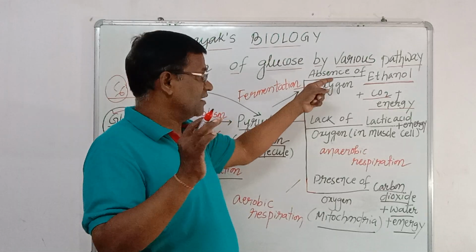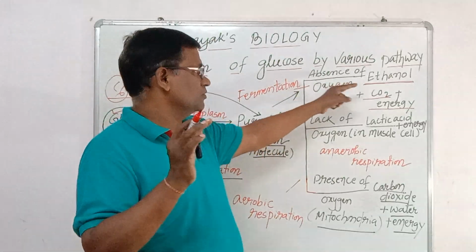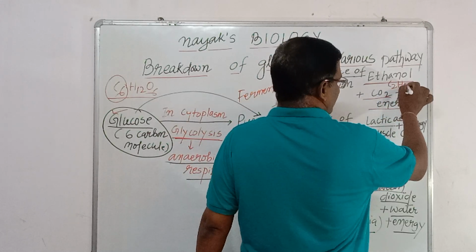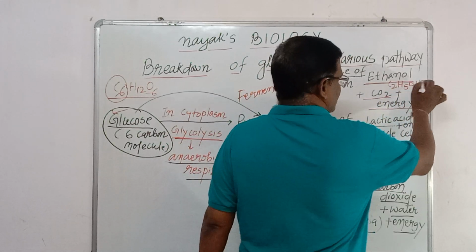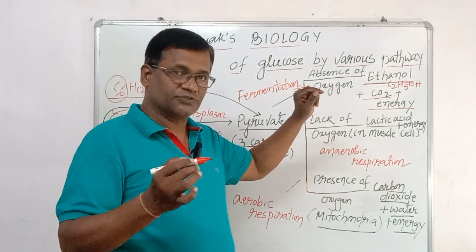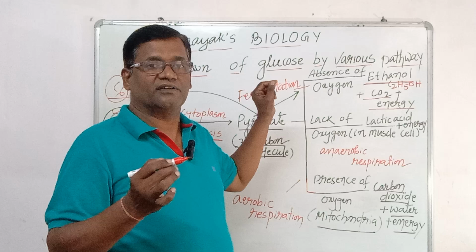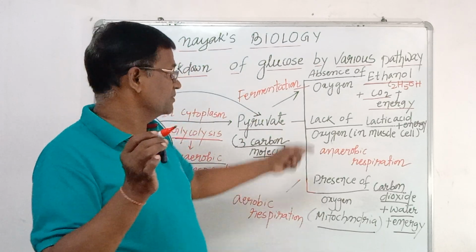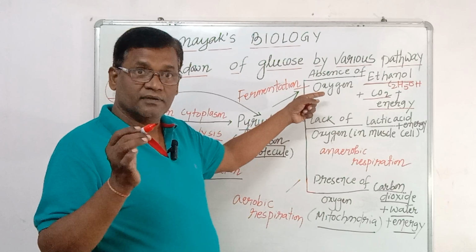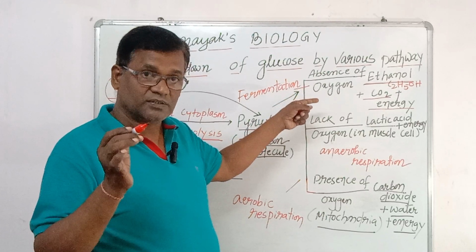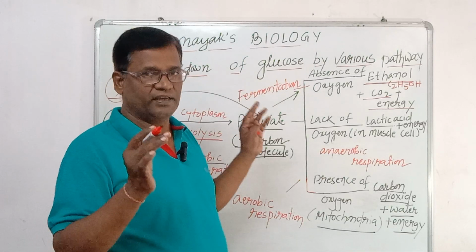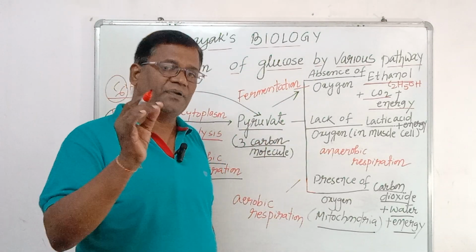First you see, in the absence of oxygen, the yeast will produce ethanol. The formula for ethanol is C2H5OH. After that, carbon dioxide will form and energy will be produced. It is fermentation, which is anaerobic respiration, because it does not occur in the presence of oxygen. Because it does not occur in the presence of oxygen, it is called anaerobic respiration, and the common name of this process is fermentation.